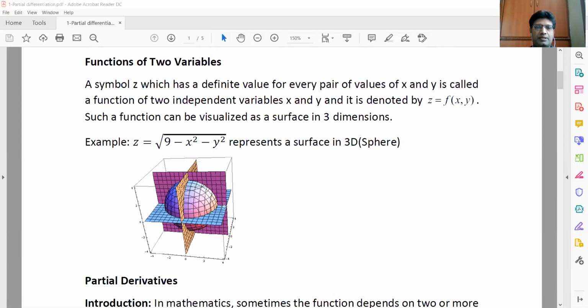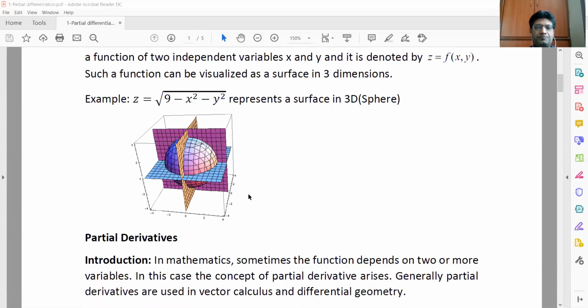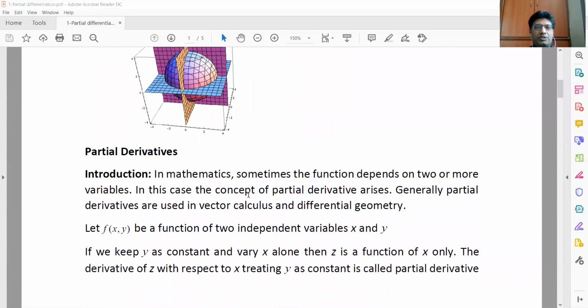So if you look at this example, z equals root of 9 minus x square minus y square. So z is a function of two independent variables x and y. What it represents is a surface in three dimensions, which is nothing but the equation of a sphere. So it is a sphere in three dimensions. Next, partial derivatives.